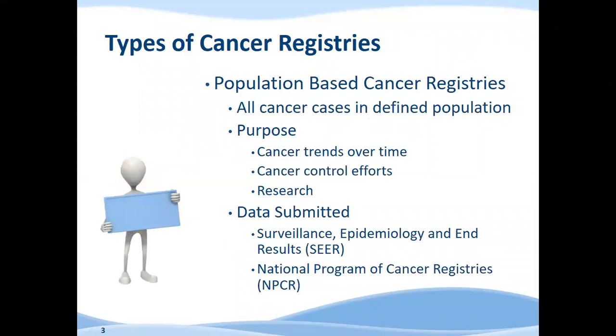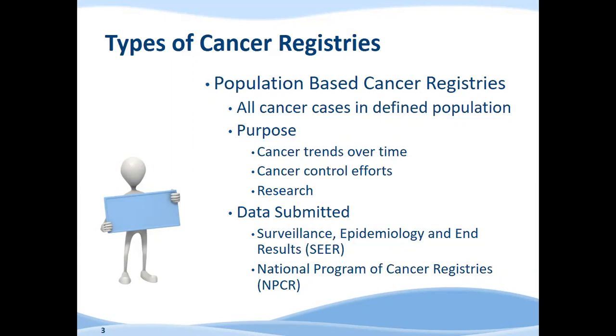Another type of cancer registry is the population-based cancer registries, which collect data on all cancer cases in a defined population, such as the state, country, or region. An American Indian tribal community would be an example of a region. This type of registry is designed to determine cancer patterns among various populations, to monitor cancer trends over time, and to advance clinical, epidemiological, and health services research.